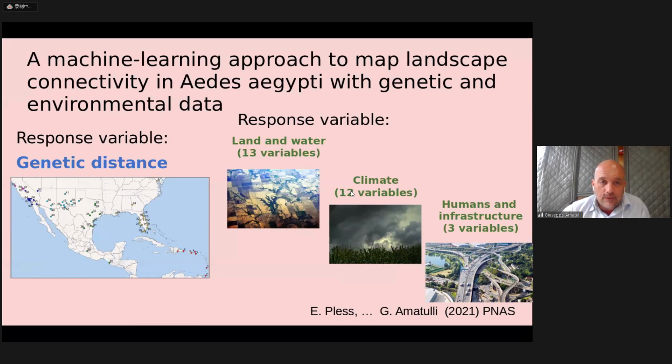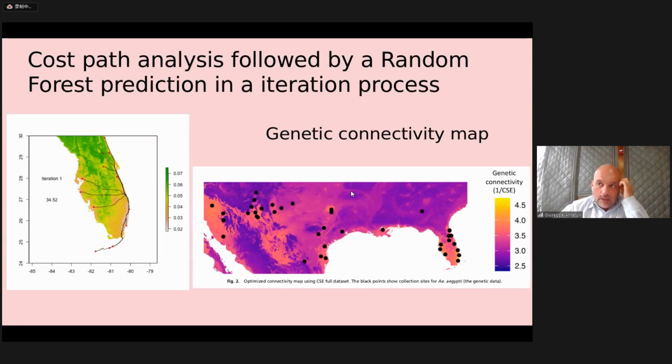So we were using different predictor variables like land and water, so land cover variables, and climate variables, because all the species, animal and plant, are really influenced, especially by temperature and precipitation. And then we were also using the human infrastructure, because the mosquito can really hitchhike with the humans and also with the transportation. This has been an amazing work, combining different levels of geocomputation to manipulate all the different variables, and also to create a machine learning model later on with an iterative process.